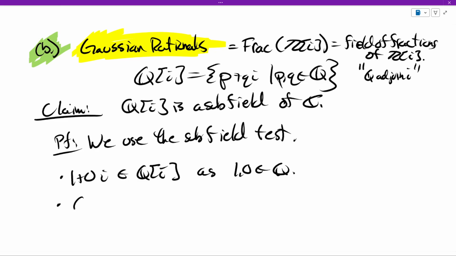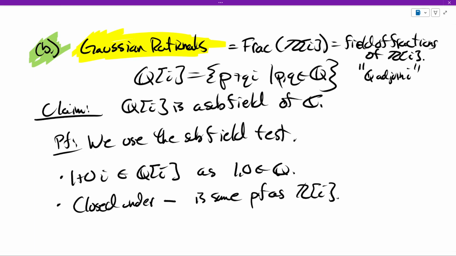Closed under subtraction is exactly the same as before. Take a minute, pause, and do it. Closed under division is new, so we have to add that in there.